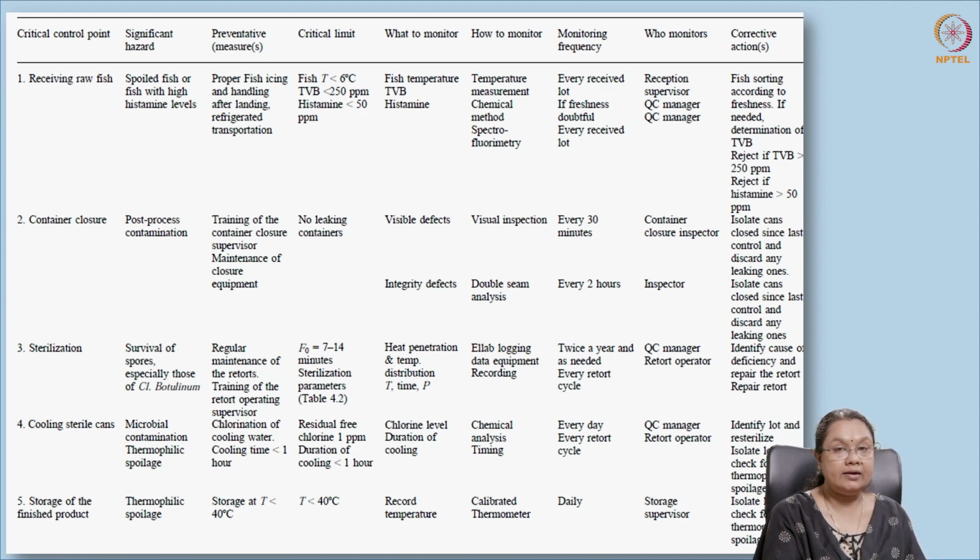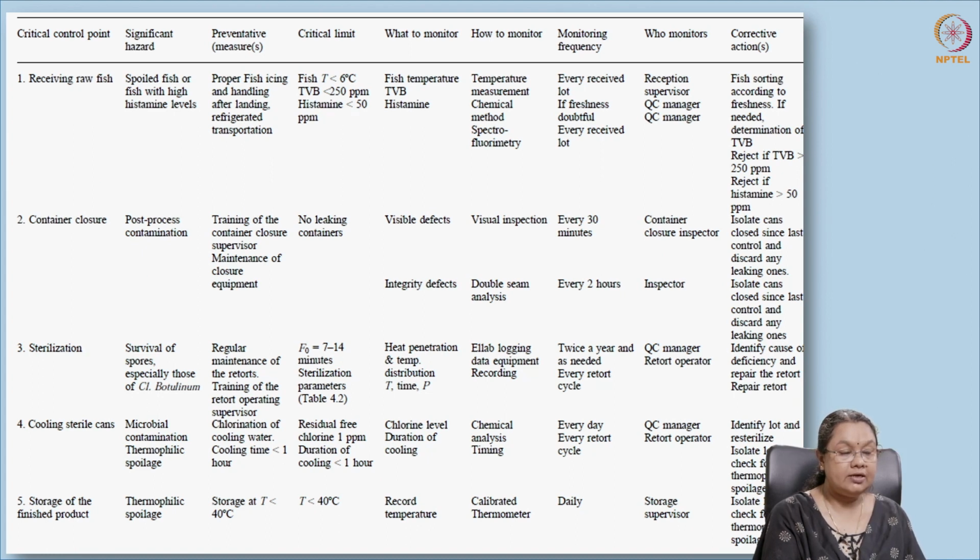Again, in the container closure, we have to be careful. We have to get a guarantee from the supplier that the containers are good. We also have to check whether it is leak proof and whether the seams are perfect or not. Again, the sterilization temperatures. What is the temperature for every container? Based on the kind of container, the sterilization conditions will change. So we have to follow the standardized methods, and that needs to be checked and monitored regularly.